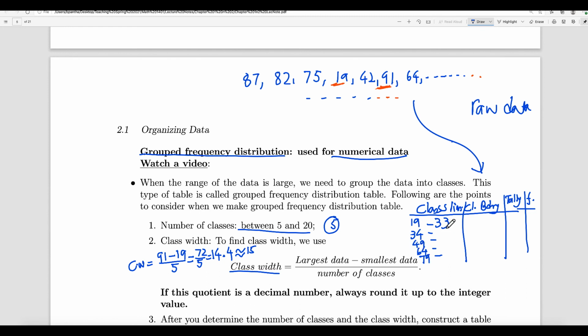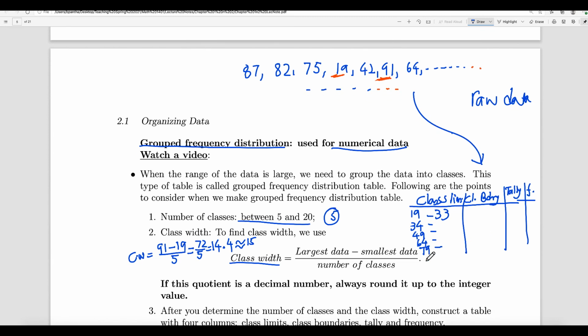To find the upper limit of the first class, I did 19 plus the class width 15 minus 1, because there is no decimal in the data. If the data has one decimal, then that will be a little bit changed. We will see in an example. The first lower limit will be the same, but the second, third, fourth lower limits will be a little bit changed. We will see that.